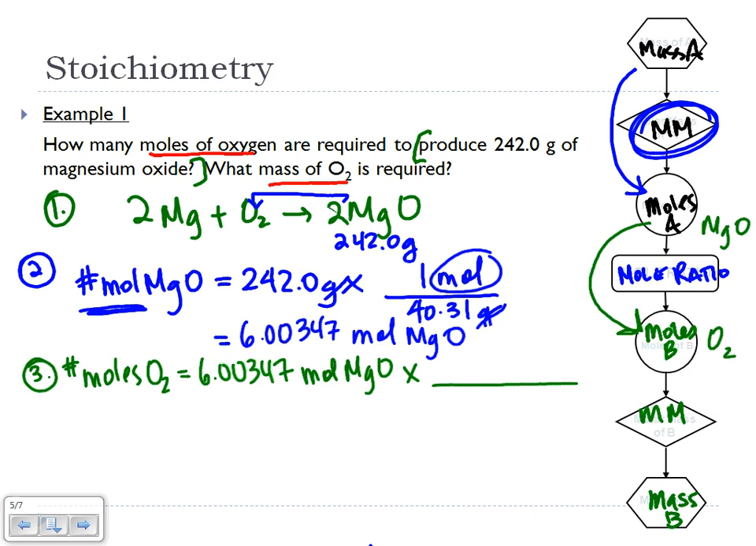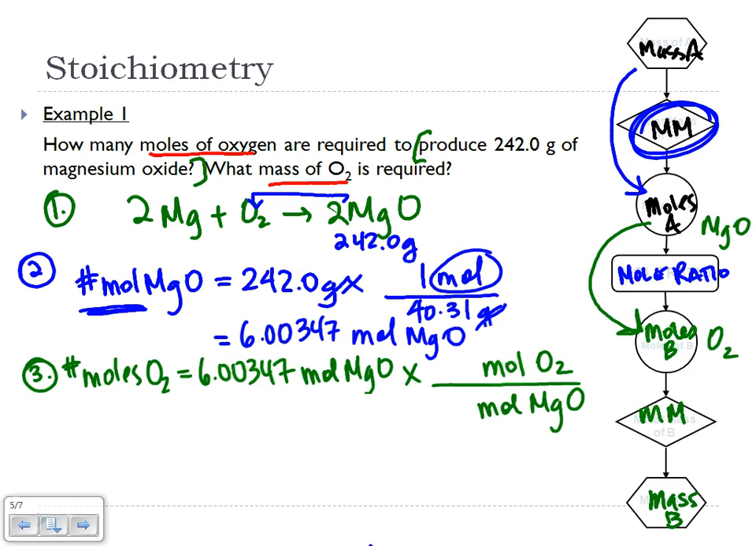Here, again, you have to figure out what you want to cancel and what you want to keep. I want to cancel out moles of MgO. I don't want to have that unit. I want to get rid of it, and I want to keep moles of oxygen, so I put that on the top. And now I fill in my numbers. What are the numbers that I'm going to fill in here?